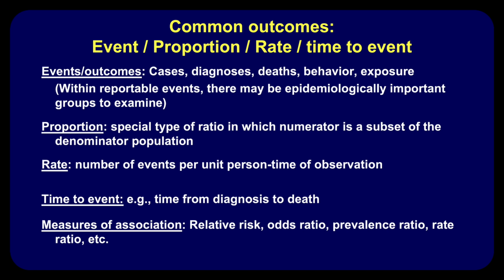You can look at outcomes like proportions and rates and time to event, and ultimately you'll be looking at measures of association that many of you encountered in your epi courses, such as relative risks and odds ratios and so forth.